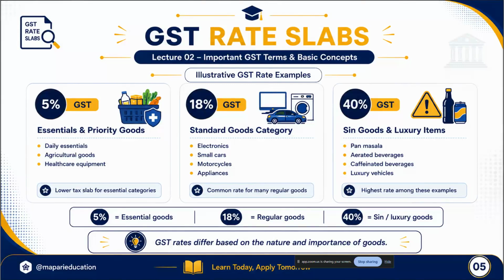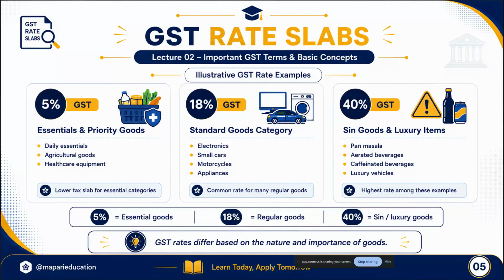like a medical. Then you will see 18% is a common rate for the standard category products, meaning the medium range of products, like a bike, mobile, laptop, these come under the 18%. And the 40% is the high rate. This will be used for the alcohol and all this.